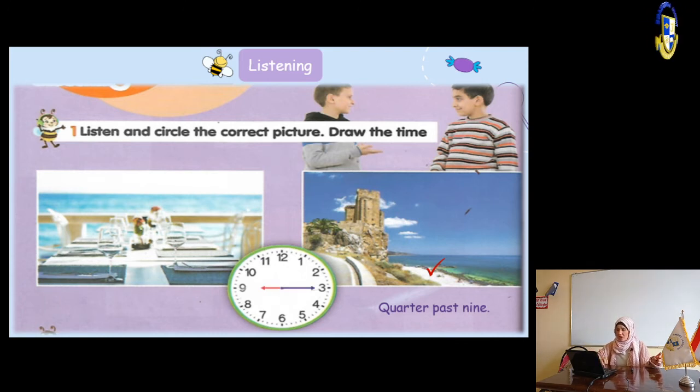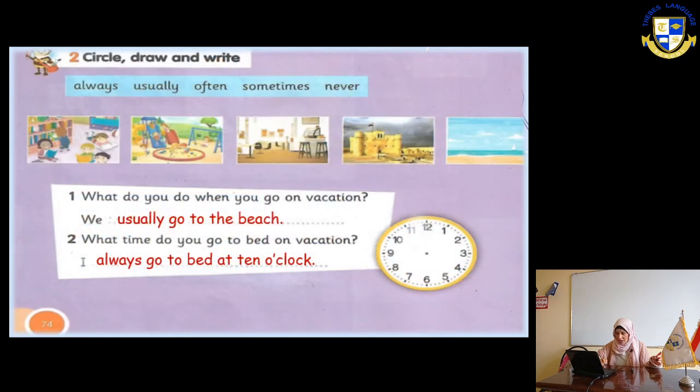Then we have exercise number 2. Circle, draw and write. We have box words: always, usually, often, sometimes and never. Okay? We have some activities in some pictures and we are going to choose. What do you do when you go on vacation? Then choose one of those adverbs of frequency and use it in order to answer this question.